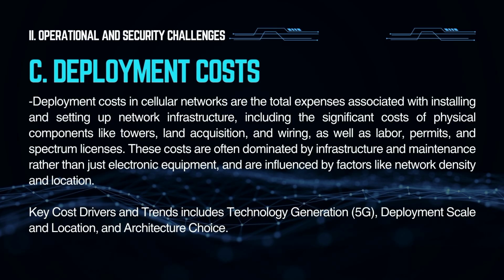Deployment costs in cellular networks are the total expenses associated with installing and setting up network infrastructure, including the significant cost of physical components like towers, land acquisition and wiring, as well as labor, permits, and spectrum licenses. These costs are often dominated by infrastructure and maintenance rather than just electronic equipment, and are influenced by factors like network density and locations. Key cost drivers and trends include technology generation, deployment scale, and location, and architecture choice.